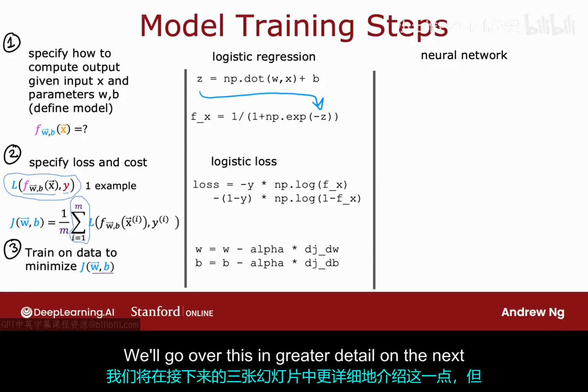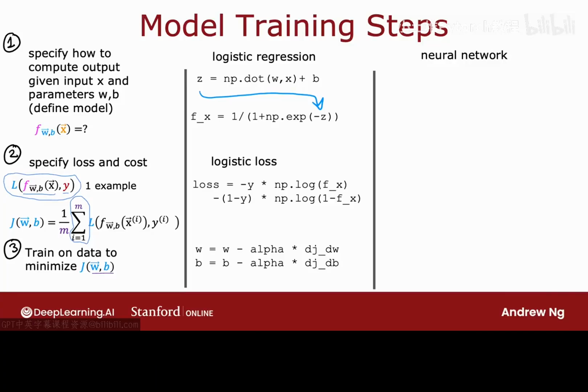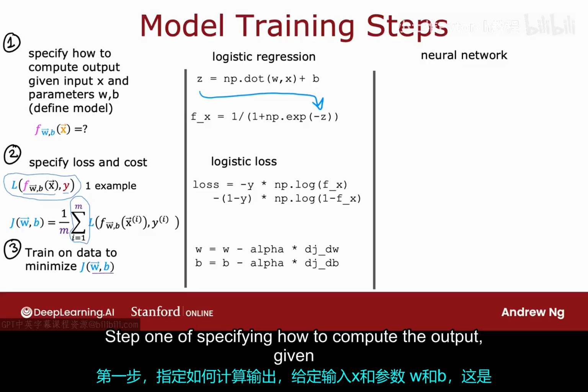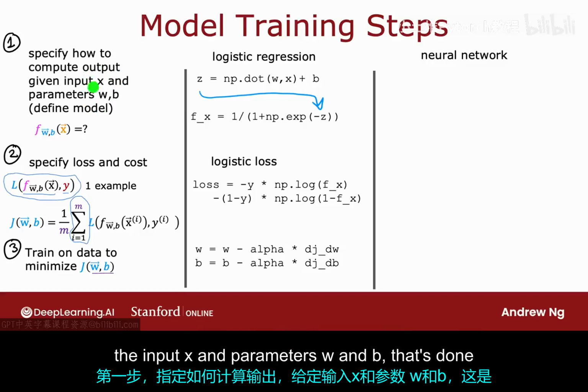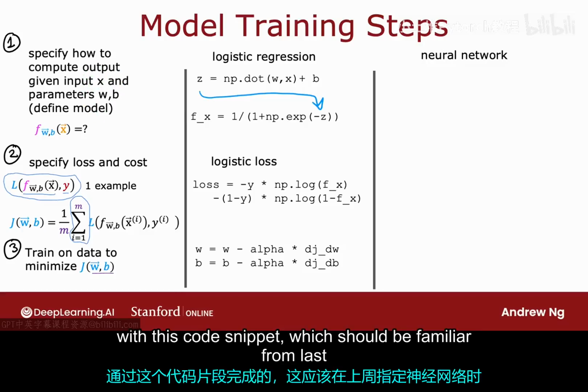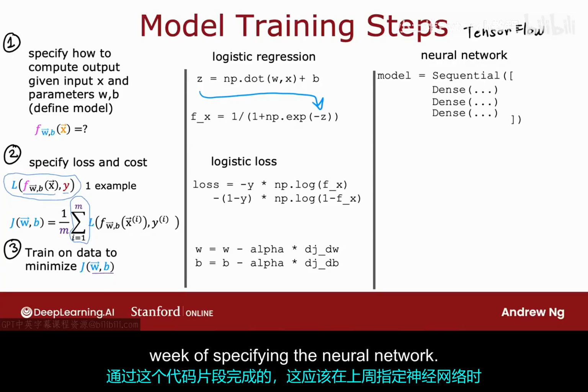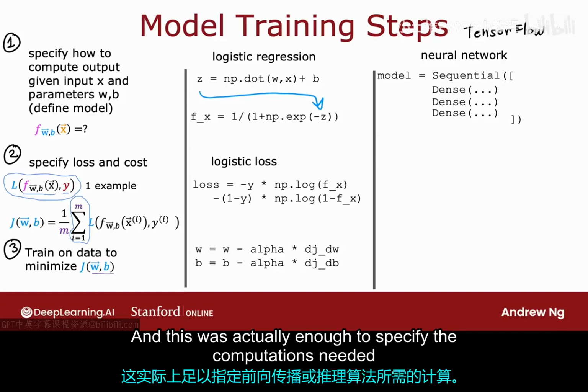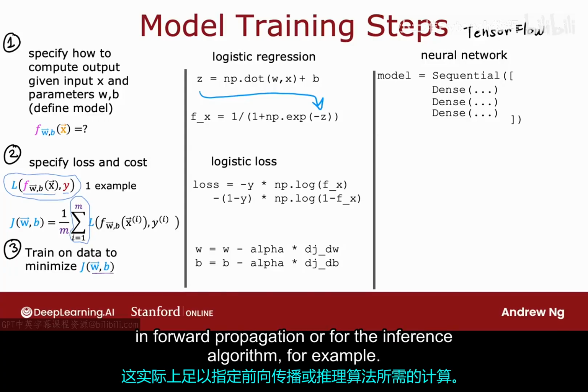We'll go over this in greater detail on the next 3 slides, but really briefly, step 1 of specifying how to compute the output given the input x and parameters w and b, that's done with this code snippet, which should be familiar from last week, of specifying the neural network. And this was actually enough to specify the computations needed in forward propagation, or for the inference algorithm, for example.